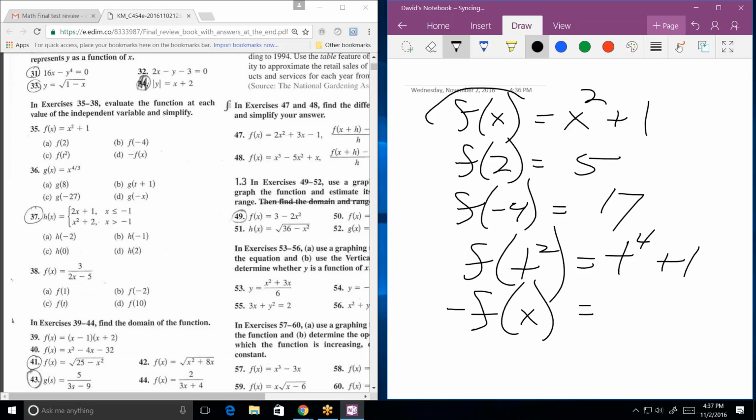Here's f of x. Is that just the inverse function? It's not inverse, just the negative. So what I'm going to do is, there's f of x, right? There's negative f of x. Okay. Now take away the parentheses and you have minus x squared minus 1.